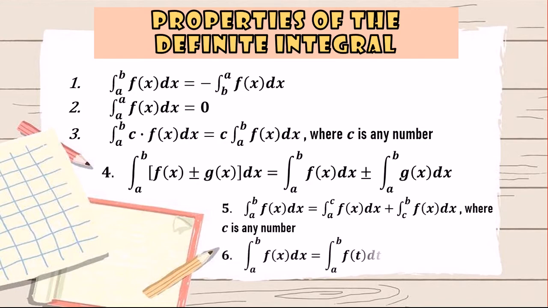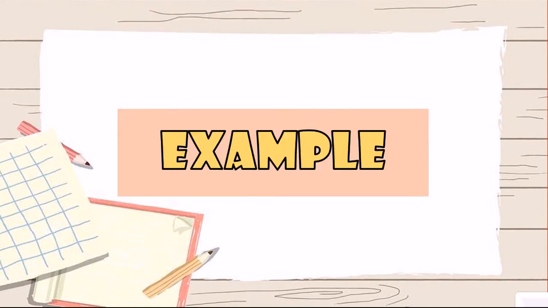And lastly, the sixth property. The point of this property is to notice that as long as the function and limits are the same, the variable of integration that we use in the definite integral won't affect the answer. Let's do a couple of examples dealing with these properties.